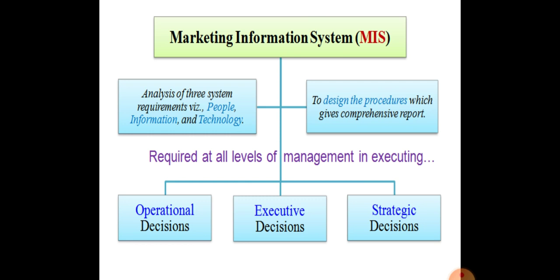Operational decisions are taken by the lower level management, which comprises workers, labor and supervisors. Executive decisions are taken by the middle level management, which comprises managers and executives of different departments, segments or units of the organization. Strategic decisions are taken by the top level management: the board of directors, managing directors, CEO, CFO. These are the top level people, so they take the strategic decisions.